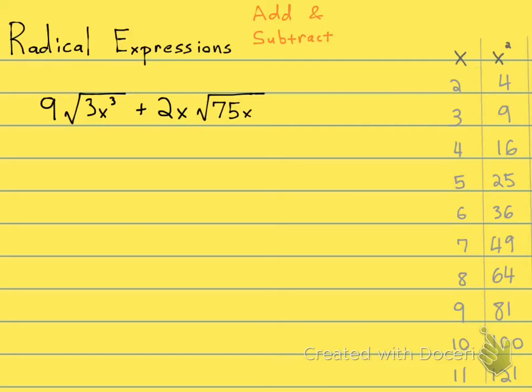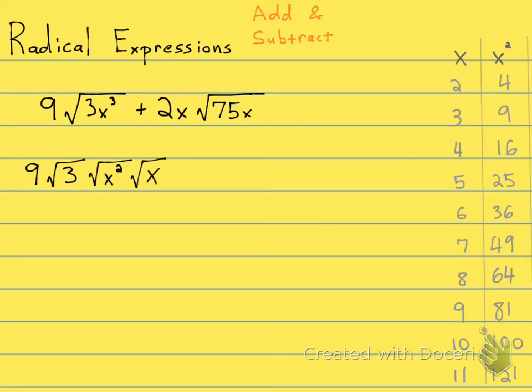So let's look at this first term. I have square root of 3. I can't take that out. But I have the square root of x to the third. Now I know that 2 underneath will give me 1 on the outside. So let me rewrite this as 9 square root of 3 square root of x squared and then the square root of x.